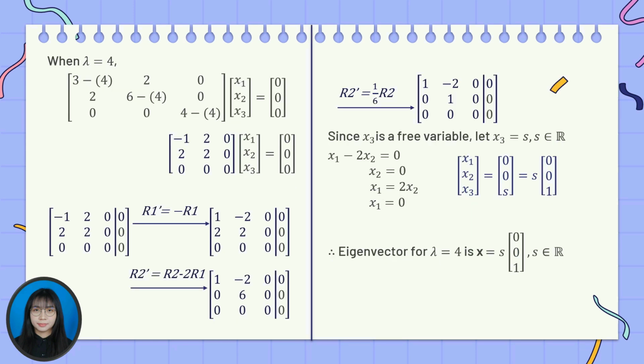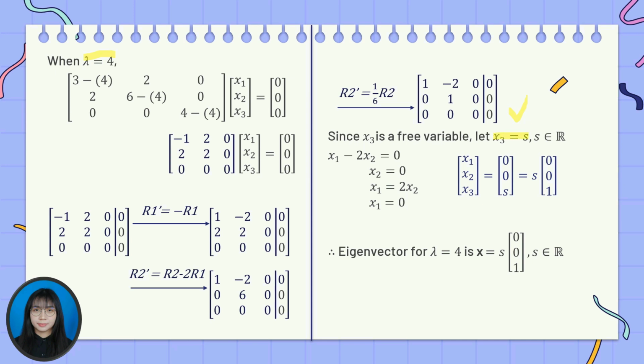Next, for eigenvalue lambda equals 4, we use the same method to solve it, but this time we substitute lambda equal to 4. Then change it into augmented matrix form, then solve it until it becomes REF form. After that, we obtain that x1 and x2 are leading variables and x3 is a free variable. So we let x3 equal to s.